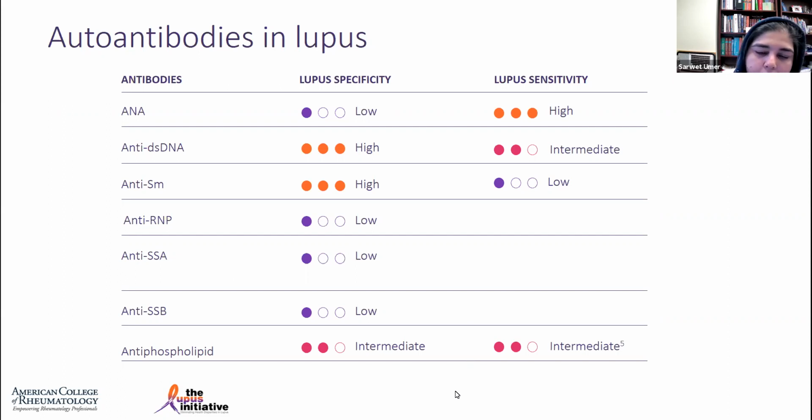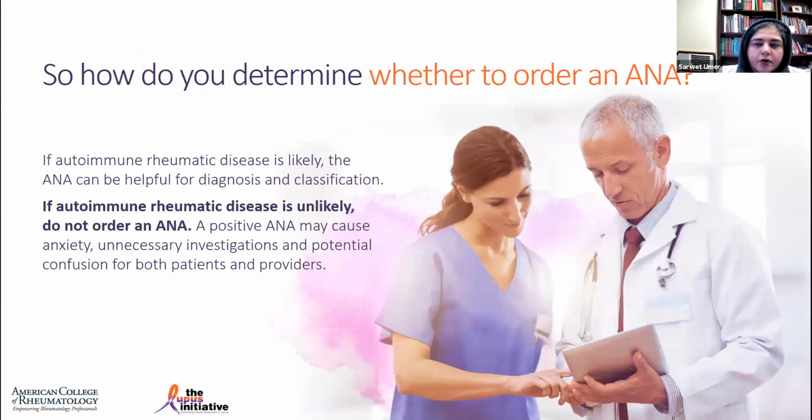In the initial diagnosis of lupus, we check these antibodies, and then we do not keep checking them serially except anti-double-stranded DNA, because we know anti-double-stranded DNA correlates with kidney disease or flares in lupus patients.